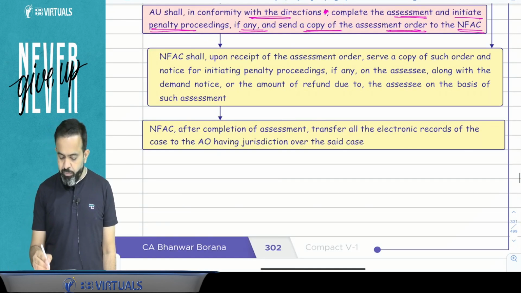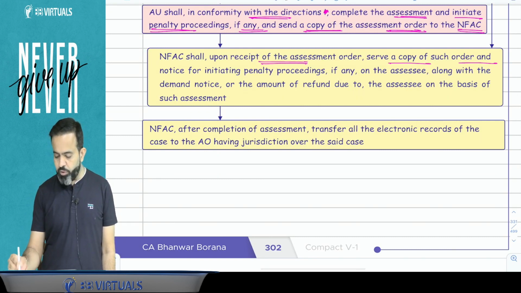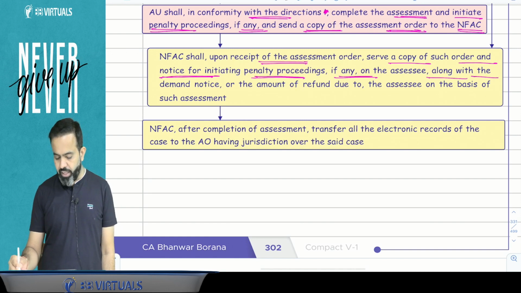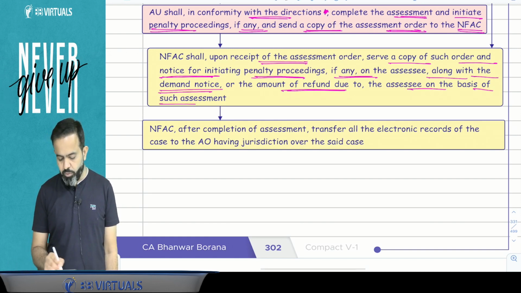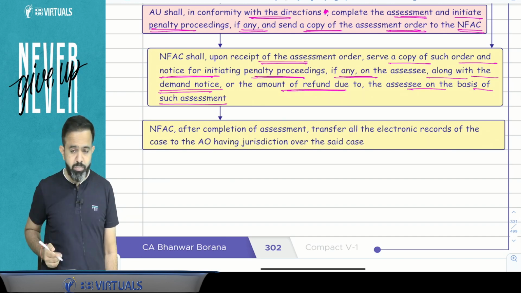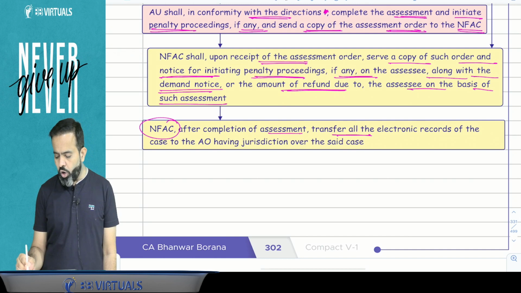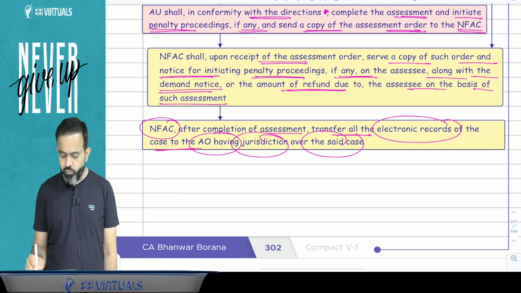Now guys, NFAC shall, upon receipt of the assessment order, serve a copy of such order and notice for initiating penalty proceeding, if any, to the assessee, along with the demand notice or the amount of refund due to the assessee on the basis of such assessment. And guys, after completing the assessment, NFAC transfers all the electronic record of the case to the assessment officer having jurisdiction over that case.